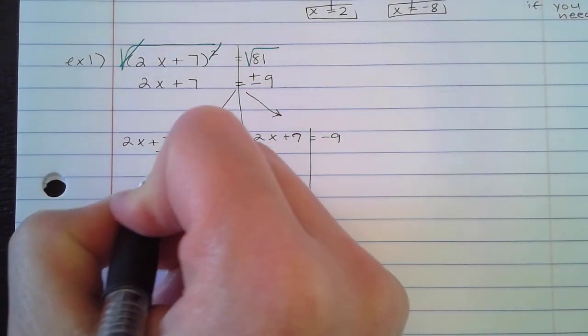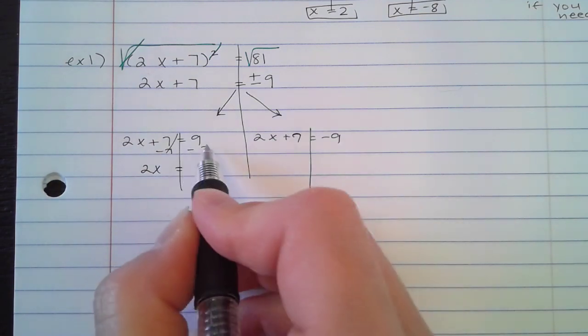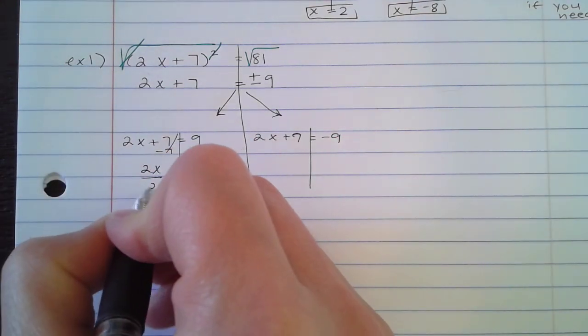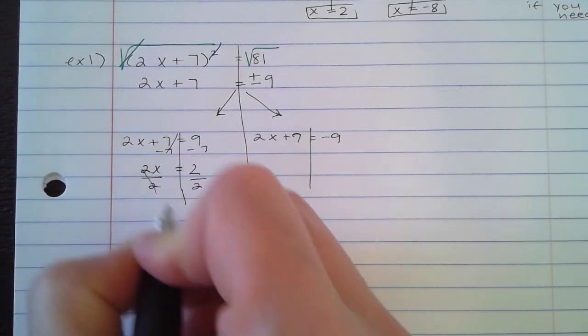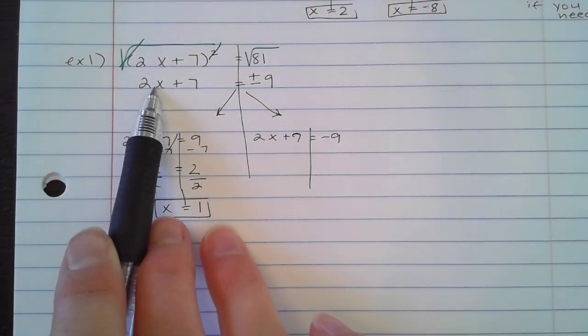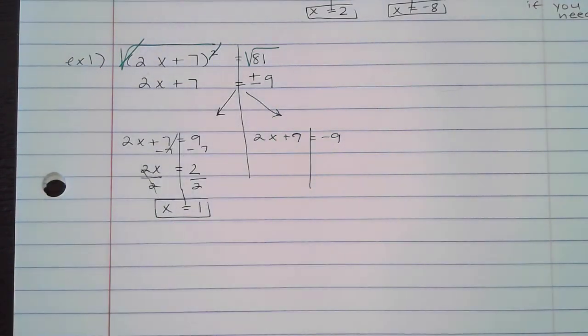Subtract 7. 9 minus 7 is 2. How do I get x by itself? Divide both sides by 2. So x is 1, right? Because that makes sense. 2 times 1 is 2, plus 7 is positive 9.